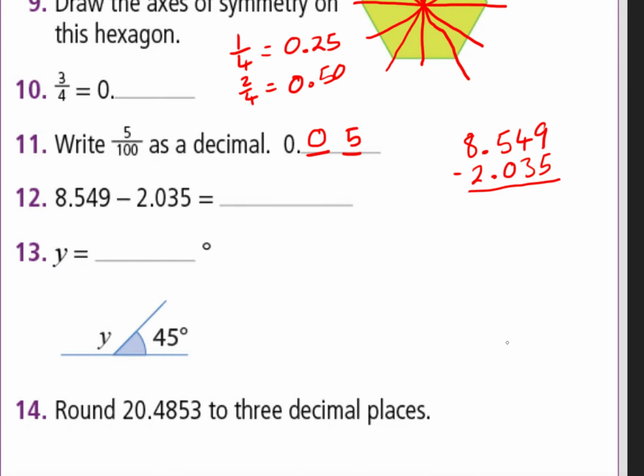Number 13, we're given this angle here is 45 degrees, and what they're asking us is what is this angle here called y? Well, altogether that's a straight angle. Now a straight angle like that is 180 degrees. So if we want to find out what this one is, we're going to take the full straight angle and subtract 45 degrees from it, and that'll tell us what this y must be.